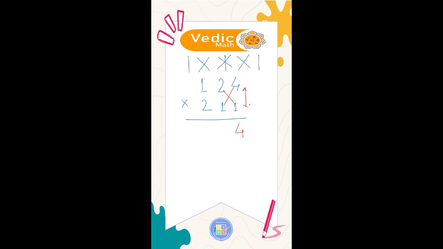2 times 1 is 2 and 4 times 1 is 4. 2 plus 4 gives us 6. Now we will do the third step, like the corners. 1 times 1 is 1 plus 4 times 2 is 8. So 8 plus 1 is 9 plus this 2 times 1. So 9 plus 2 gives us 11. So we will write 1 here and 1 will be carried.